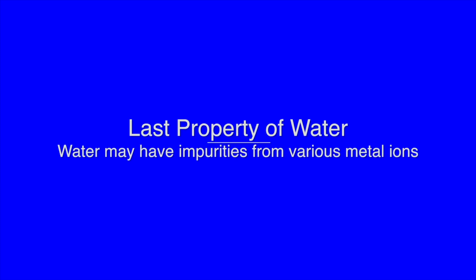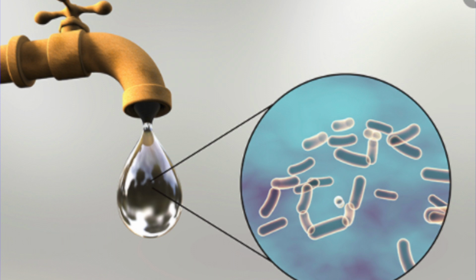So the last property of water is that water may have impurities from various metal ions. The water that travels through the pipes in different places can mix together with these metal ions. That's why lead gets in the water in Michigan. And also, the taste of water can be different because the hydrogen bonds can attract these metal ions. That's why water might taste different in Switzerland rather than Swaziland. So these impurities make water not clean.